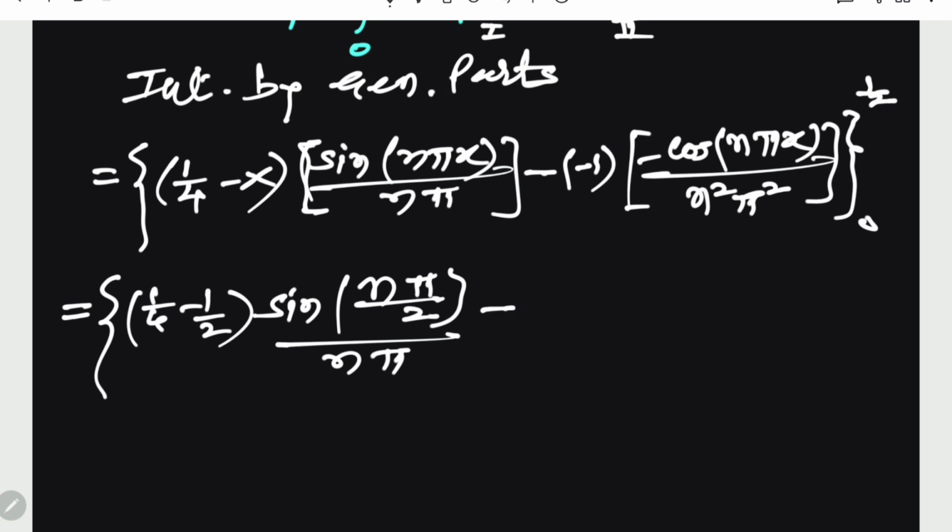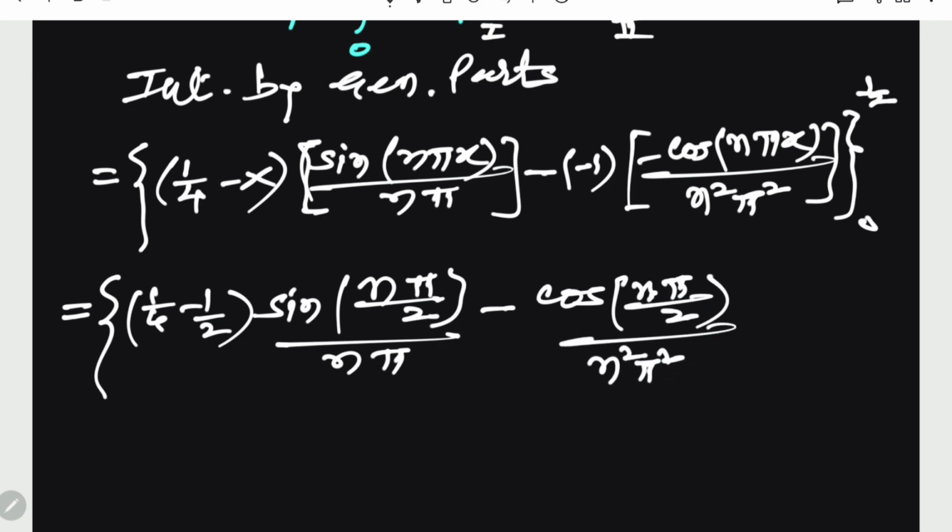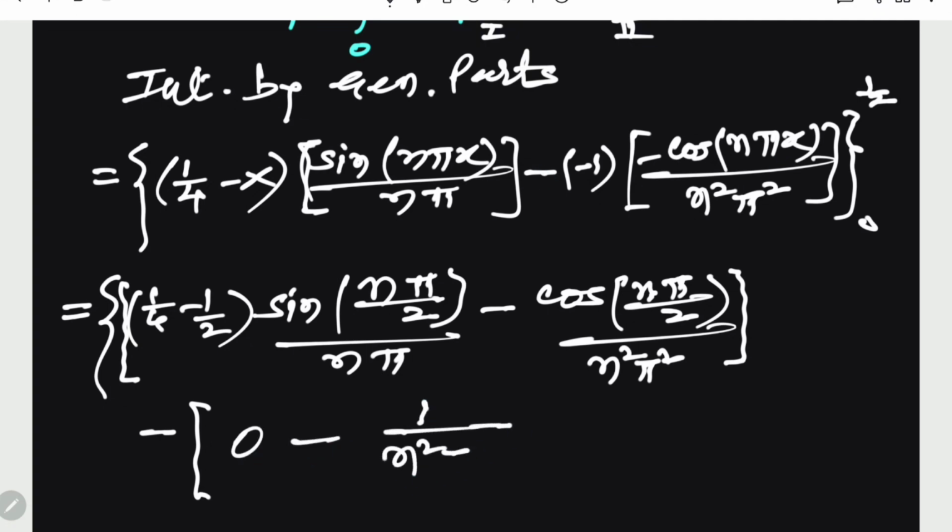Three times minus means it is minus cos of n pi by 2 when we put x as 1 by 2, and divided by n square pi square. These two terms are for upper limit minus lower limit. Sin 0 is 0 and cos 0 is 1, therefore minus 1 upon n square pi square.